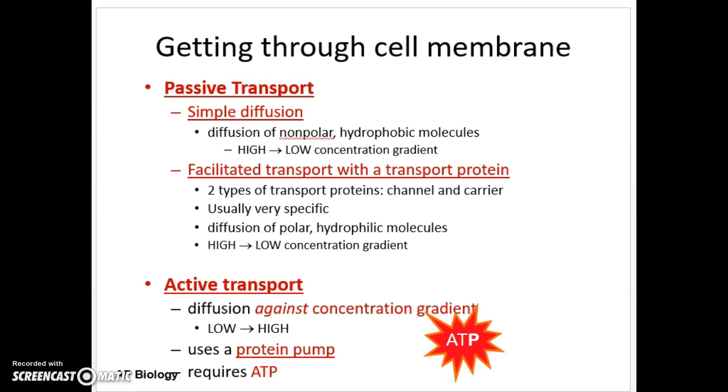And then this is again a review of the two major types of transport across the cell membrane. We've talked about passive transport, which includes simple diffusion or facilitated diffusion. And then we have active transport, which is actually with the help of ATP energy, and it's diffusion that's occurring in the opposite direction. It's going against the concentration gradient from low to high, and it uses a protein pump.